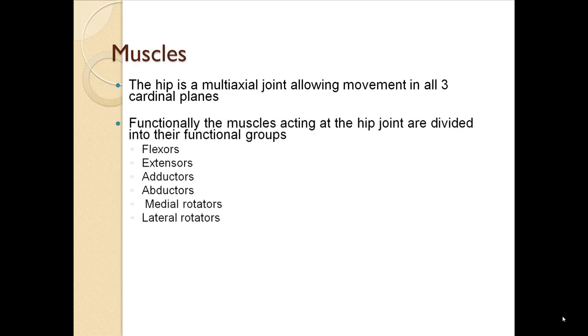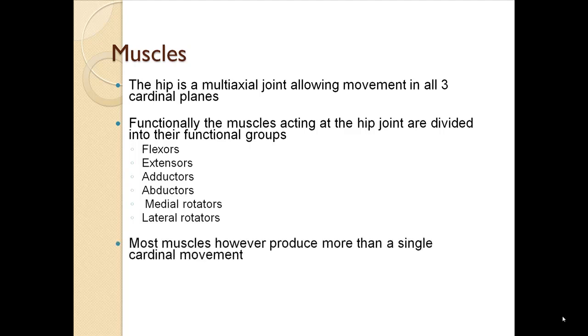And in order to achieve this, we have muscles. Muscles have to cross the hip joint to produce these movements. And functionally, we divide the muscles up into their groups. So we have the flexors, the extensors, the adductors, abductors, and then the medial and lateral rotators. However, since most muscles that cross the hip joints do so obliquely, they all produce more than a single action. So for example, a hip flexor may also abduct and may also medially rotate.